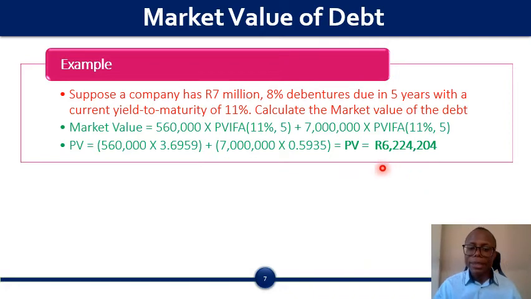If you found 6,224,204, you are too good, brilliant, because you would have said 560,000 times 3.6959. 560,000 is 8% of 7 million, gives you 560,000. This 3.6959 is the present value interest factor of an annuity from the table. And 7 million is already given, times the present value interest factor of an amount, which will give you 6,224,204.